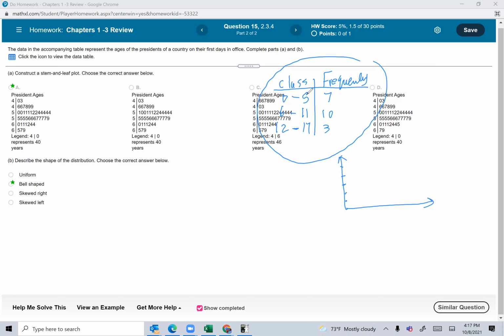And then the first class is 7, guys, so I'll do 1, 2, 3, and 7 somewhere here. The second one is 10, so I'm going to go as high as 10. And then the last one is 3. It will be somewhere here.